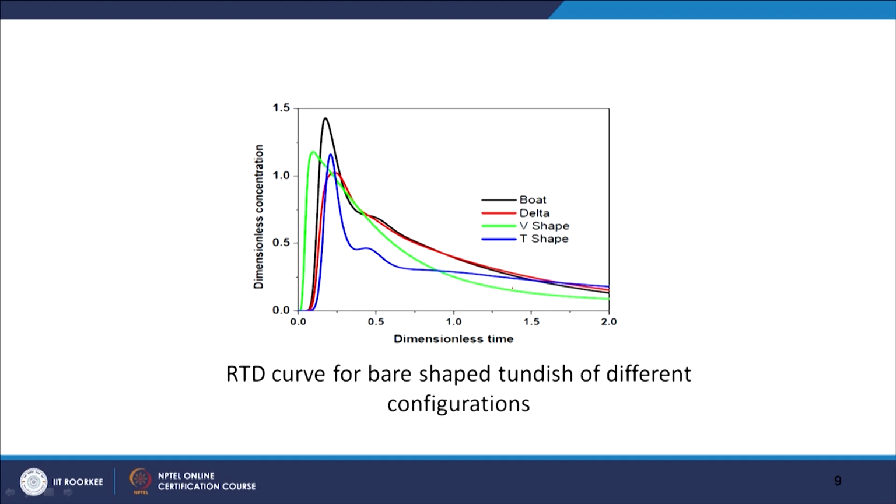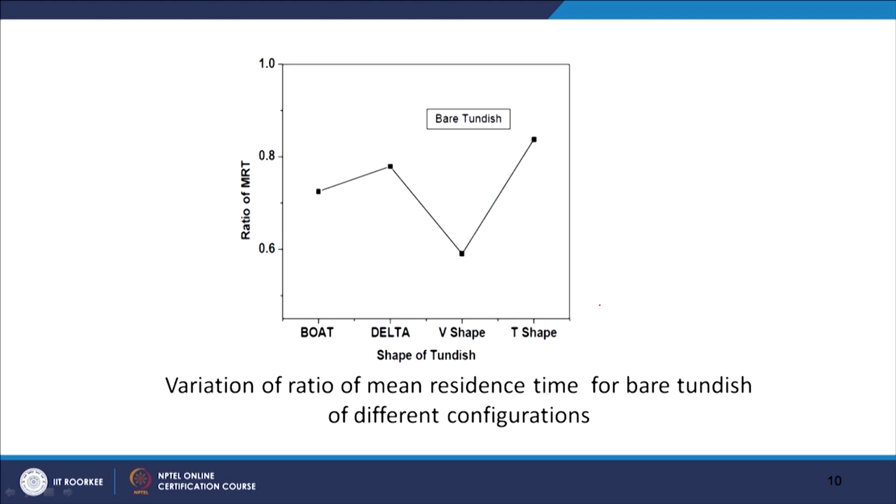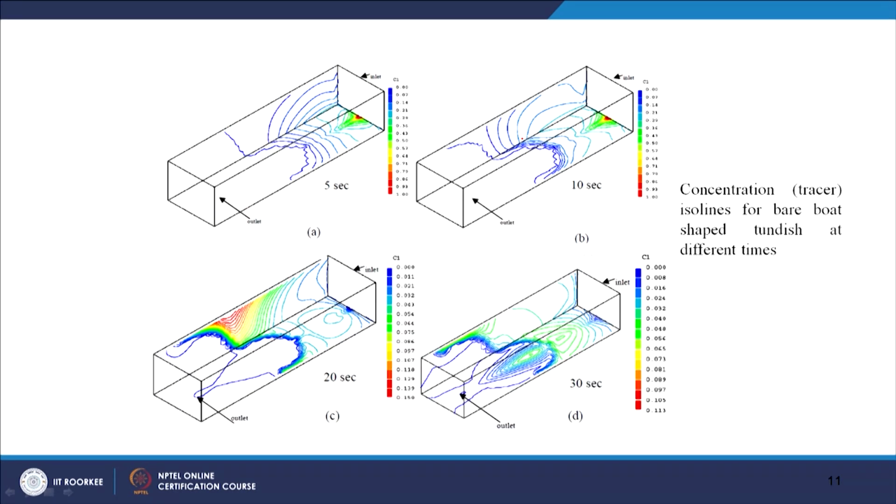It is going quite late, and at early time its value also becomes less. So that tells us that the mean residence time for the T shape is maximum and for the V shape it is minimum. The delta shape is seen to be better than the boat shape, but not better than the T shape as far as the ratio of mean residence time is concerned.